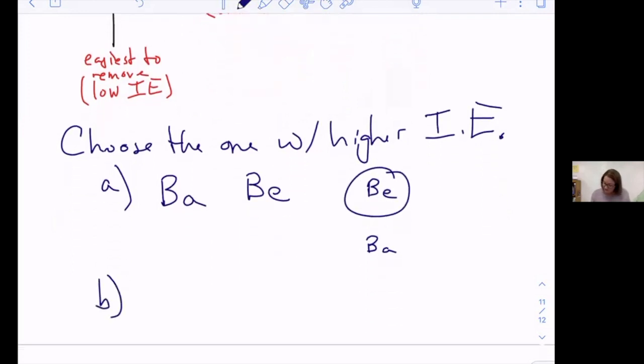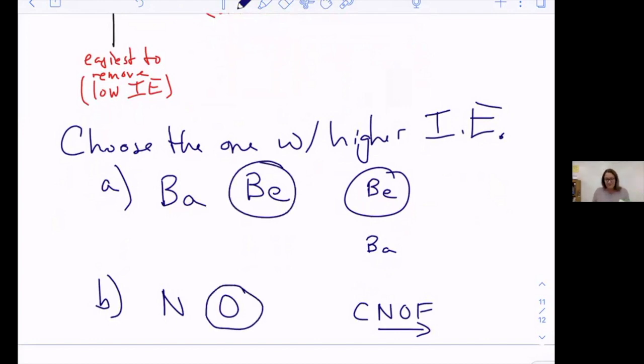Suppose I ask you to compare nitrogen and oxygen. Finding those two on the periodic table over here, they're in a row across where we've got carbon, nitrogen, oxygen, fluorine. And as I go this way across the row, ionization energy gets higher. So oxygen is going to be the answer.